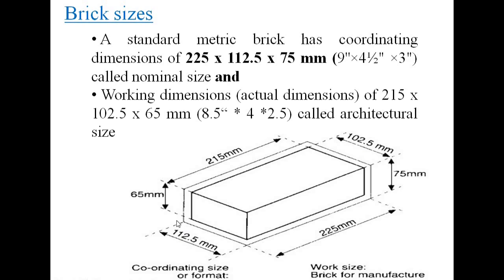So similarly, 65 mm is the working dimension and the coordinating dimension is 75 mm. Here, coordinating size or format is brick plus joint, and working size is the size of the brick for manufacture. Working size is the manufactured size of the brick, and coordinating dimension means center to center between its joints. In the next slide you can understand.